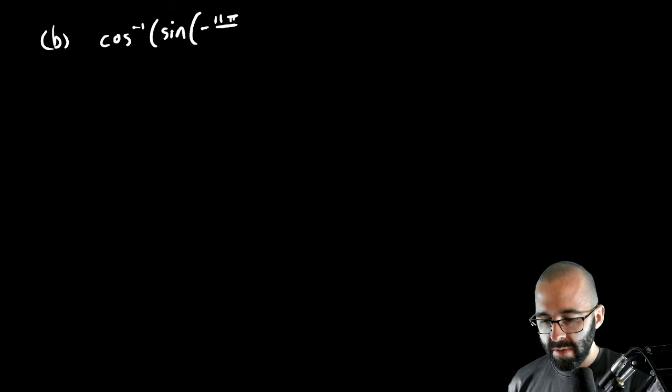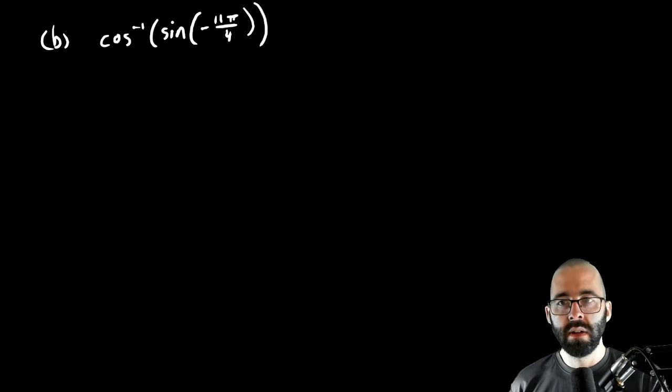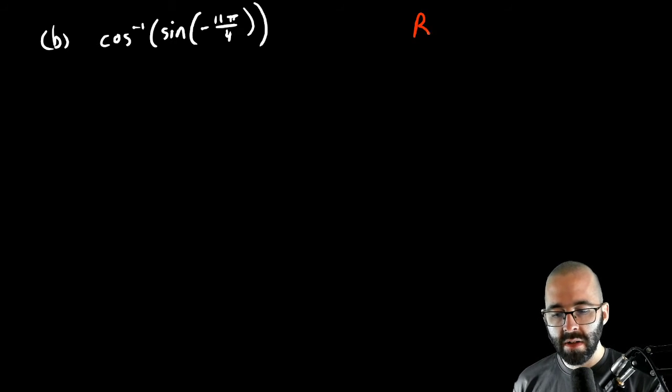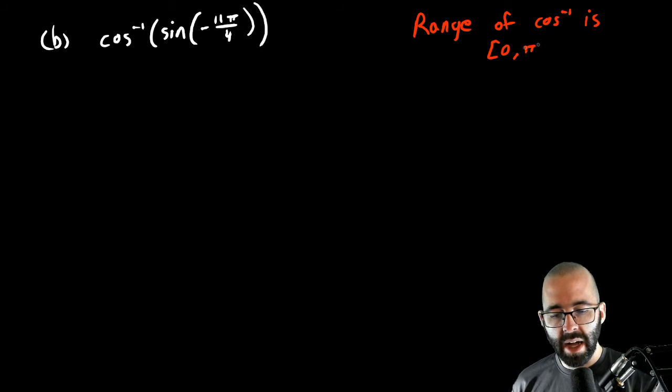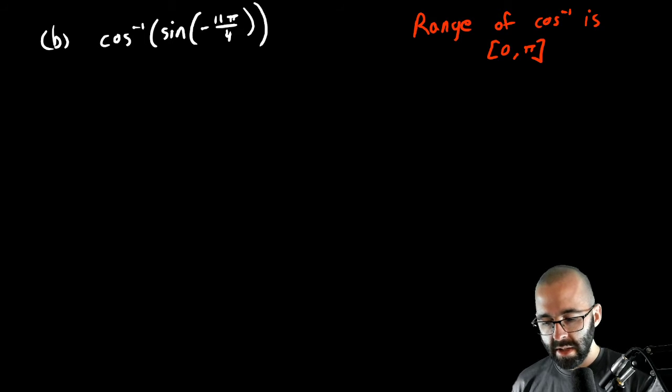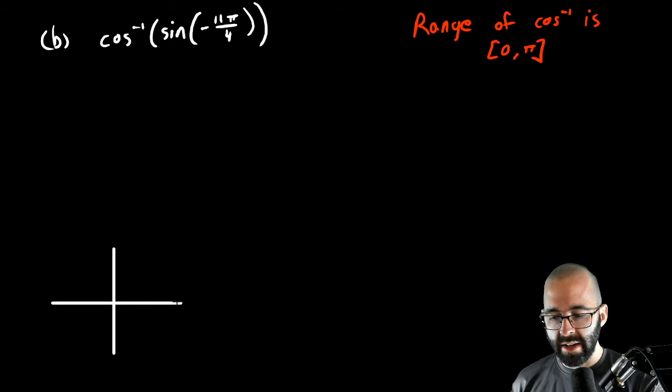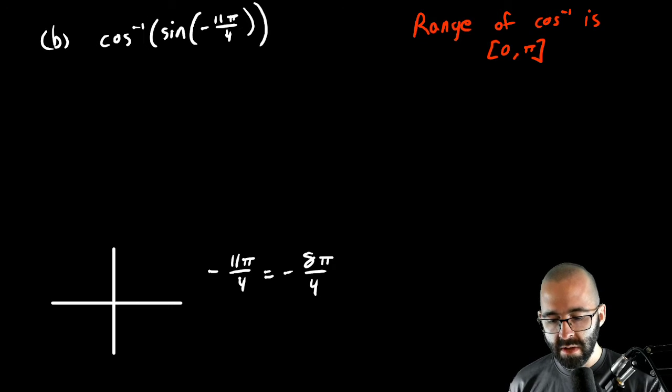So in part B, if we did another one, arc cosine of the sine of negative 11 pi over 4. And again, we're looking at, okay, what's the range of arc cosine? The range of arc cosine or inverse cosine is 0 to pi. We're going to use that. So let's go off to the side. Let's look at negative 11 pi over 4. That's negative 8 pi over 4 minus another 3 pi over 4.